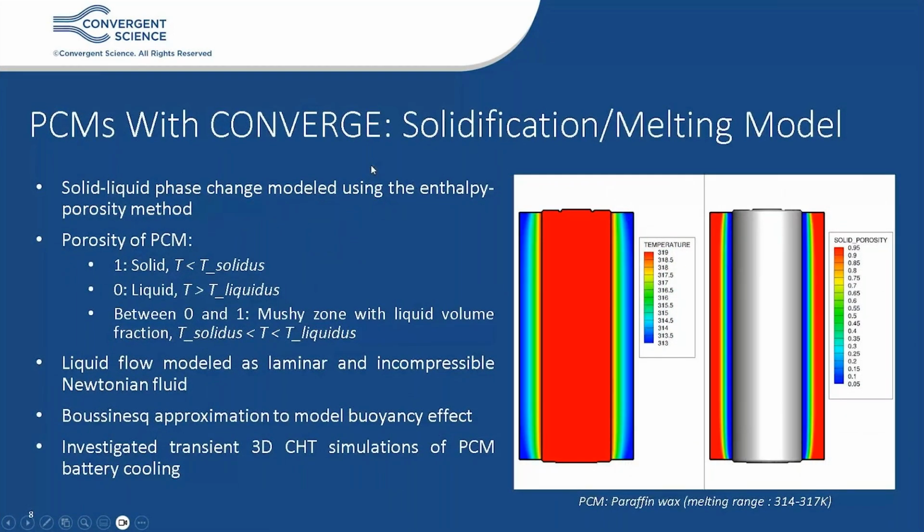CONVERGE has also been used to model new approaches to battery cooling. Something that's becoming popular in the industry is phase change materials, which is a passive cooling approach. The phase change material is a heat storage device. It absorbs heat during melting and releases heat during solidification, as such, acting as temperature regulators for that battery.